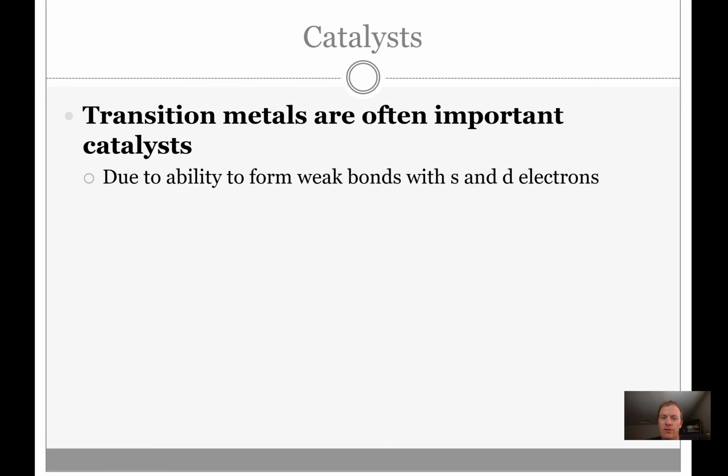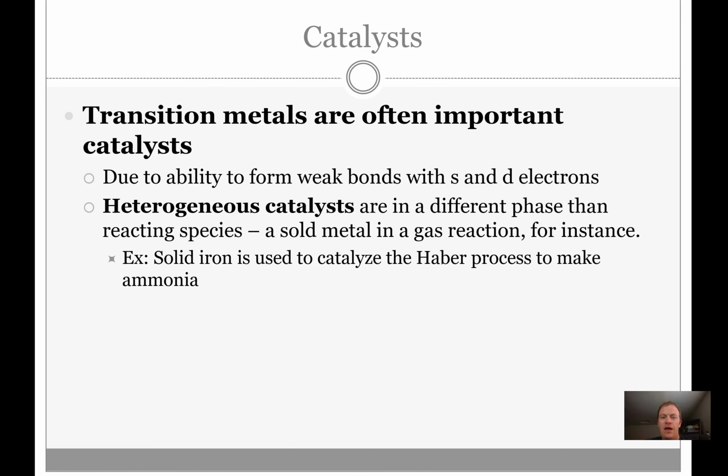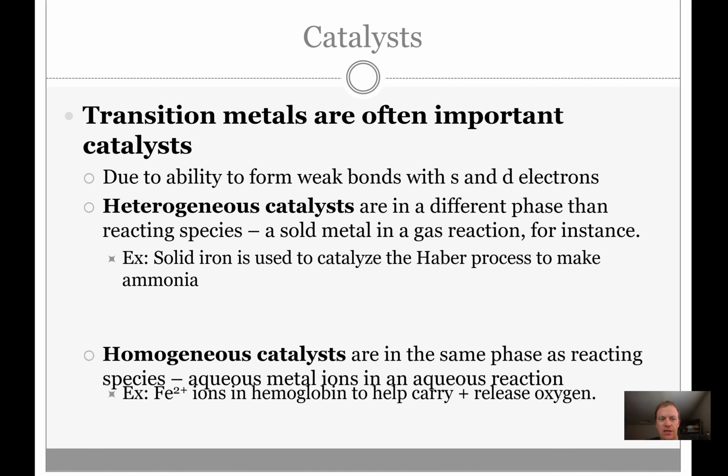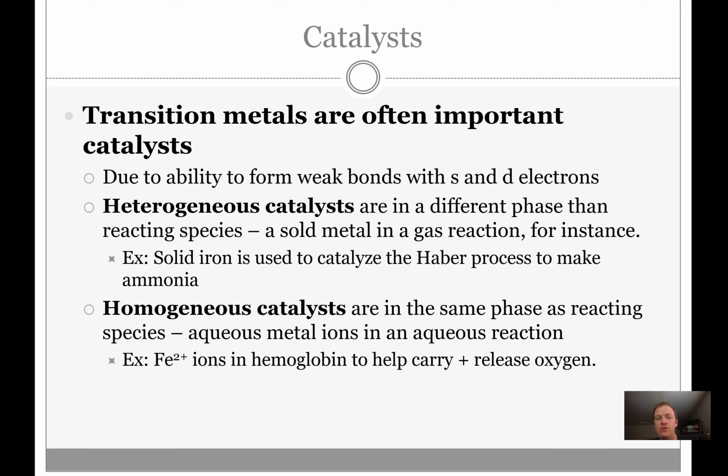Another property of transition elements is they're often important catalysts, and they can form weak bonds with s and d electrons, which allows them to catalyze some things. I think we've used the terms heterogeneous and homogeneous catalysts before, but just to remind you, heterogeneous catalysts are in a different phase than the things they're catalyzing. The most common example is probably a solid catalyzing a gas reaction, like solid iron used in the Haber process to make ammonia, or your catalytic converter in your car, which converts some of the gases in your exhaust and helps out with pollution. But it's a metal that's catalyzing a gas reaction.